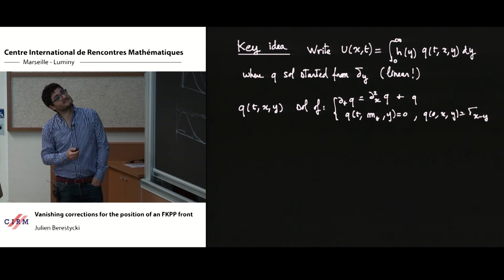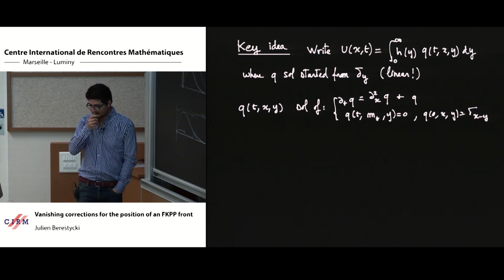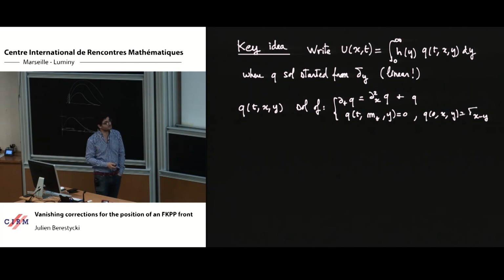So what is this q actually? q of t, x, and y is a solution of my heat equation plus growth, where I have a killing boundary at m_t, and my initial condition is a Dirac mass at point y. And I let this evolve, and I see what happens. So what is the solution of this equation with this initial condition?